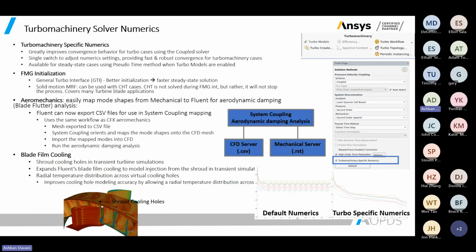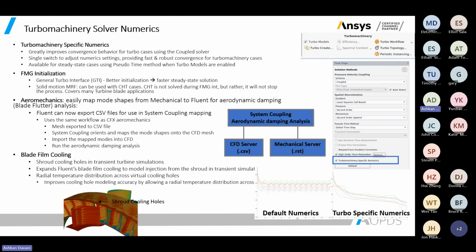Turbo machinery, I'm not going to get into details of CFX, but they're new in Fluent, and you can do a lot of turbo machinery computations as well. For example, there are new turbo machinery specific numerics, which greatly improve the convergence behavior of the turbo cases using the coupled solver. You can just change the numeric settings, which provides fast and robust convergence for turbo machinery cases.